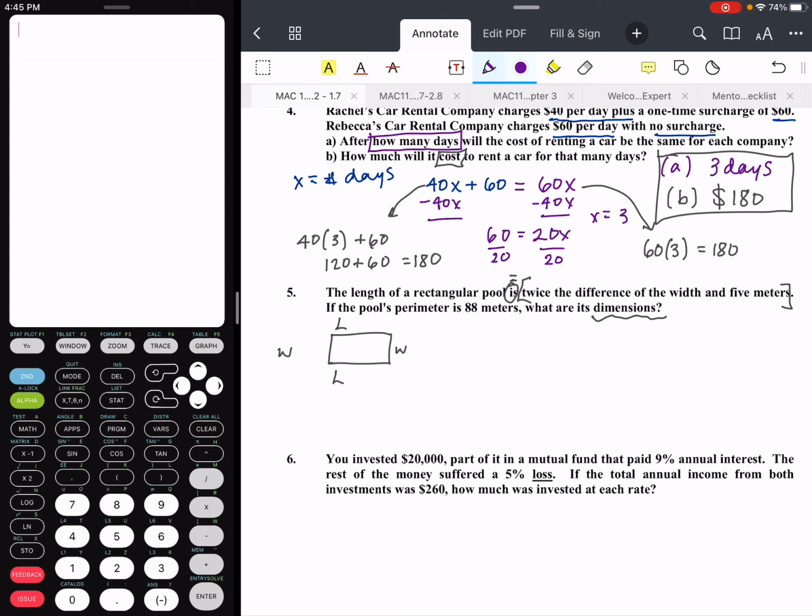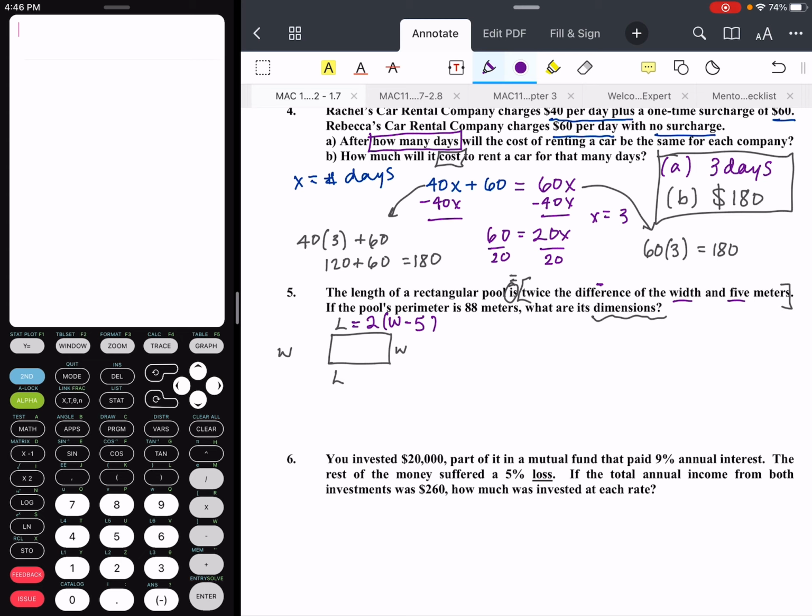So the length equals twice the difference. So that's going to be 2 times, and then the difference is we're going to subtract something from another thing. So I'm going to put parentheses around there. Twice the difference of the width and 5 meters. Twice W minus 5.